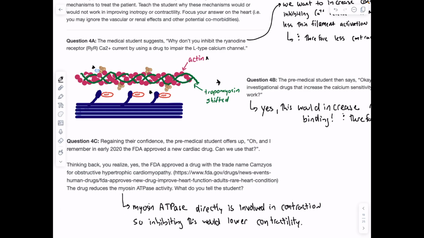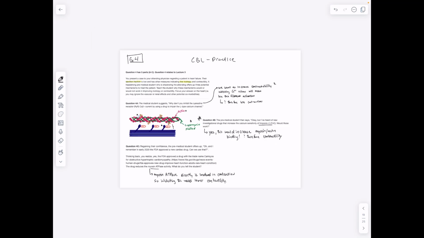All right, and then 4, what if we were to use a drug that reduces myosin ATPase? We know that myosin ATPase is directly involved with contraction. It's involved with getting our ATP to ADP, and the cocking of the head mechanism is all over myosin ATPase. So if we were to inhibit myosin ATPase, we'd directly inhibit contraction, and we don't want that. So not a good plan. So one good plan, but 2 not great plans.